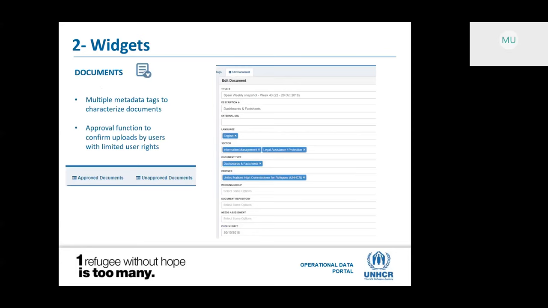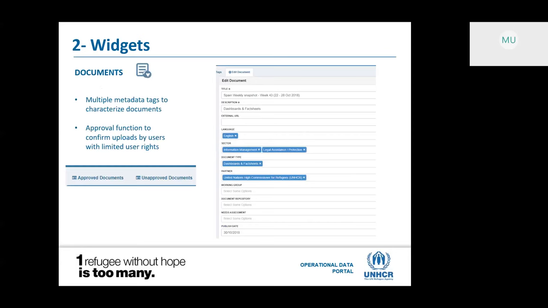Language is one of the tags or metadata elements that we use to characterize these documents. There's a list of sectors to tag the documents with, in addition to the document type I have mentioned before. You can tag the documents by partner, which ensures that partners who contribute to the information and data visible on the portal are getting recognition. The working groups, as I mentioned before, have their separate repository. So the way documents are displayed on the working group pages is by tagging them with the relevant working group in the backend.